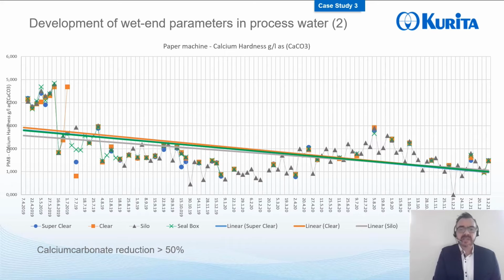The calcium load as calcium carbonate in the system, we started with approximately 4000 ppm and we were able to reduce more than 50% of the calcium load in the system. We are now at about 1 gram of calcium carbonate in the system itself.